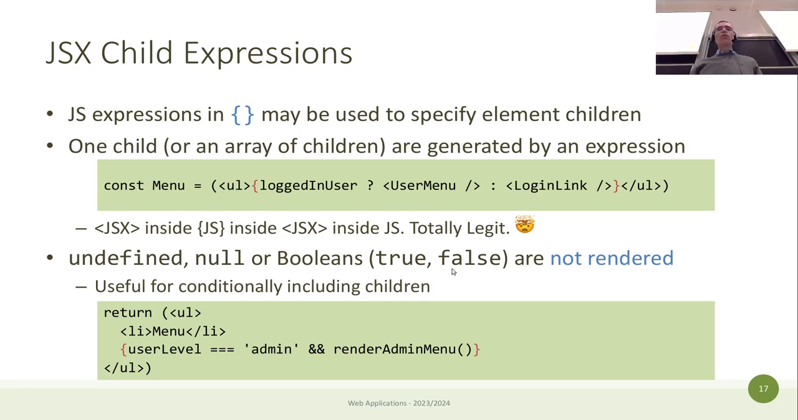Undefined, null, or false values are not rendered, and also true values are not rendered. There's nothing to render, and that's a way to avoid rendering. So if this expression returns false, nothing is rendered. If it returns true, the value of the expression will be used to render the content. And see that we can use JavaScript within JSX, within JavaScript, and so on, so things can be nested, because actually JSX is just JavaScript expressions. But you will get used to this.